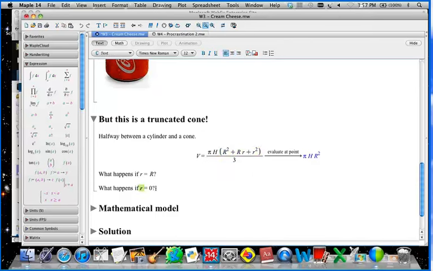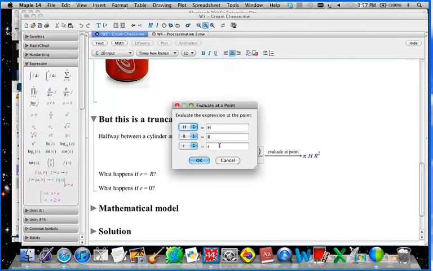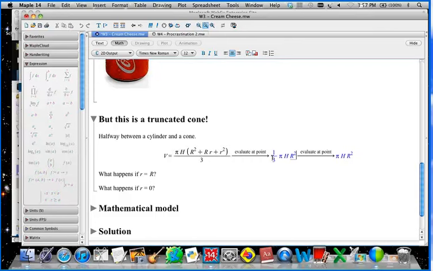What if r is 0? Have students make a prediction. Well, look, that should go to 0, that should go to 0, leaving just everything else, which is the formula for the volume of an ordinary cone. Let's see if Maple agrees. Let's evaluate that at r equals 0. 1/3 pi h r squared. Beautiful.